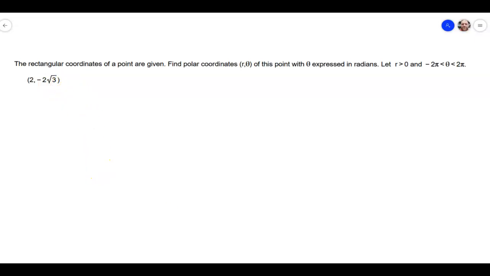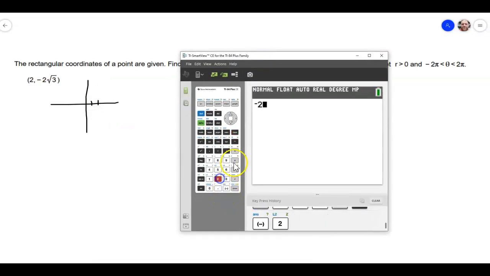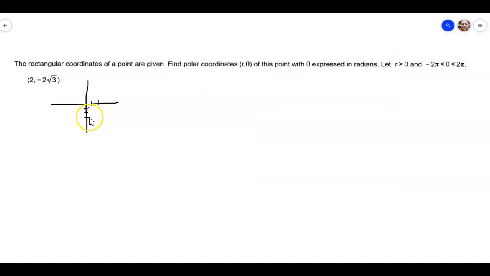So let's first see where that point is, and then see our expectations of where r and theta are going to be. If I do a little makeshift graph here, it goes positive 2 in the x direction, and then in the negative y direction, negative 2 times the square root of 3. That's about 3.5, so 1, 2, 3, 4, maybe right around here. So this is the point that we're talking about.